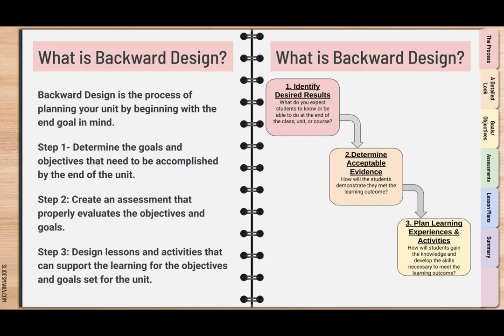This next page is a brief little diagram to help you remember the 3 steps of backward design. In step 1, we're identifying the desired results, which means what do you expect students to know or be able to do at the end of the class, unit, or course. Step 2, determine acceptable evidence. So how will the students demonstrate that they met the learning outcome? And step 3 is plan learning experiences and activities. How will students gain the knowledge and develop the skills necessary to meet the learning outcome?